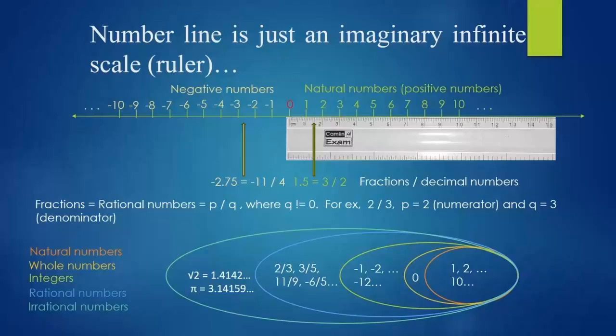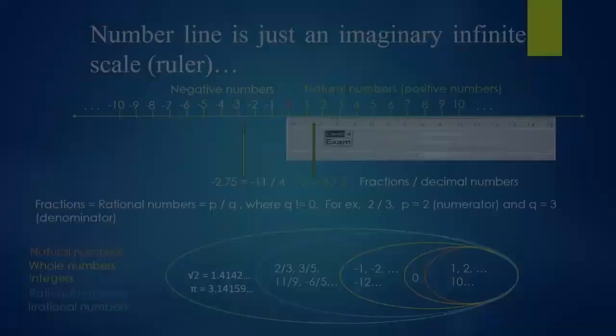So friends, number line is nothing but an imaginary scale, imaginary ruler on which you have 0, you have the positive numbers, negative numbers, you have the fractions, you have the rational numbers, and you have the irrational numbers.